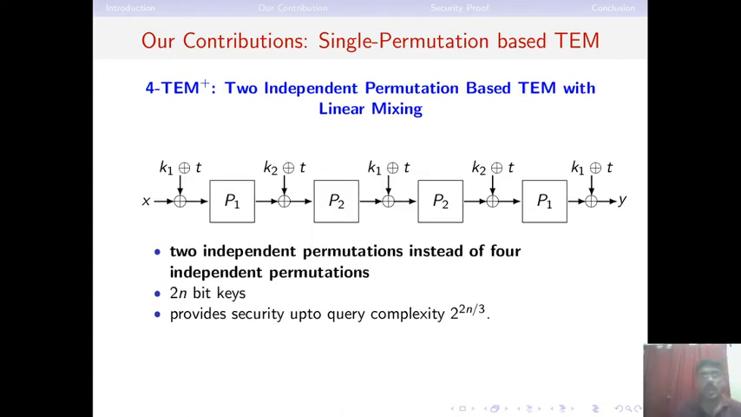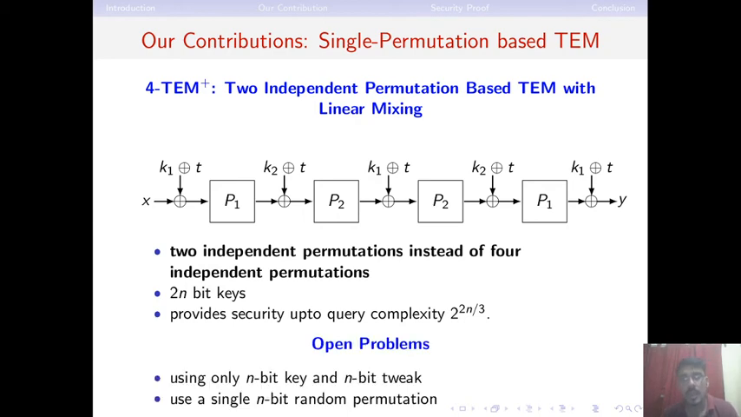So again, we answered the question posed in the Cogliati and Seurin Asiacrypt paper: can we reduce the number of permutations, or can we reduce the number of keys? We have shown that yes, we can reduce the number of permutations, but not the number of keys. In particular, our construction takes 2n-bit random permutations P1 and P2, 2n-bit keys and an n-bit tweak. If you use this construction, you are not degrading the security of the construction. It provides a similar level of security, so it gives you 2n/3 security.